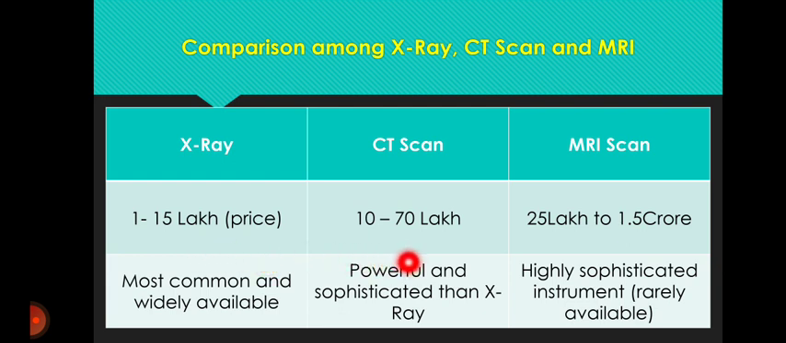Now CT scan, due to its high cost, and it is a kind of powerful and sophisticated machine, so it is available in the higher health facility. And MRI scan is very much sophisticated and a highly costly instrument, so it is available in very rare health facilities and in urban areas only.